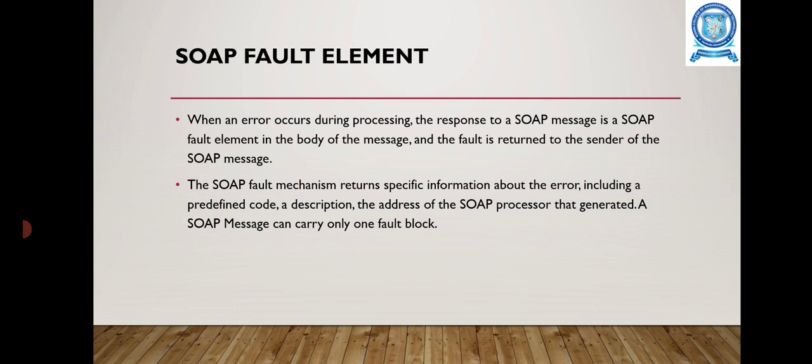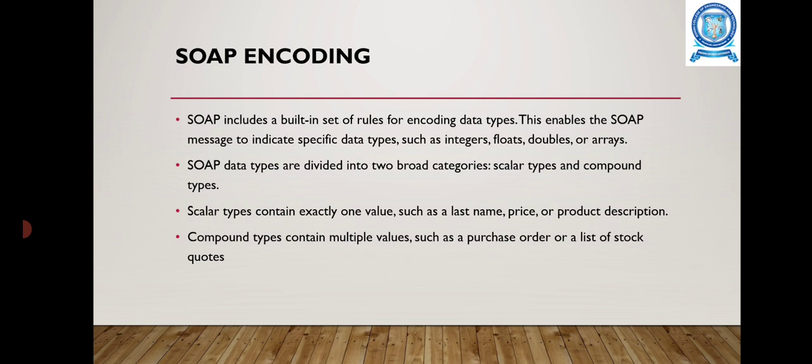The next one is the SOAP fault element. When an error occurs during processing, the response to a SOAP message is a SOAP fault in the body of the message. The fault is returned to the sender of the SOAP message. The SOAP fault mechanism returns specific information about the error, including a predefined code, a description, and the address of the SOAP processor that generated it. A SOAP message can carry only one fault block. It is optional.